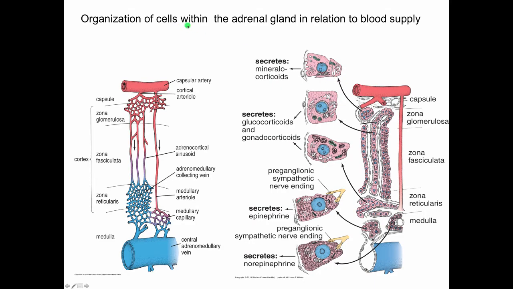This diagram shows organization of cells within the adrenal gland in relation to the blood supply. So on the left is just the cartoon that I had on the last slide, and then on the right just showing some of the cells. So here you can see the zona glomerulosa. Cells in the zona glomerulosa secrete mineralocorticoids. Cells in the zona fasciculata secrete glucocorticoids and gonadocorticoids. Cells of the zona reticularis secrete glucocorticoids and gonadocorticoids. We'll talk about these in a little more detail in a few minutes. And then cells in the medulla will secrete either epinephrine or norepinephrine, and these are typical neurosecretory cells. Note that they have presynaptic nerve endings associated with them.